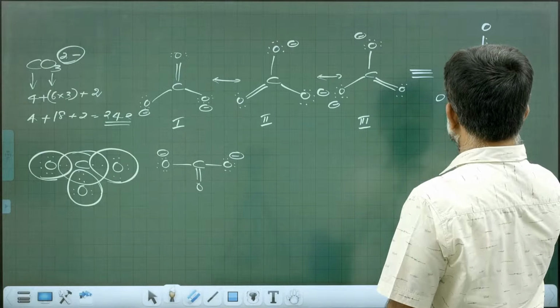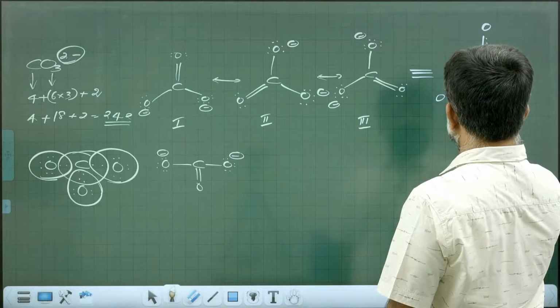Or you can think in another way. How many valence electrons are in the free atom? 6. Minus the number of electrons assigned in the structure. How many electrons are assigned? 2, 4, 6, 7. 7 electrons are assigned in the structure. So it is 6 minus 7, you get minus 1.